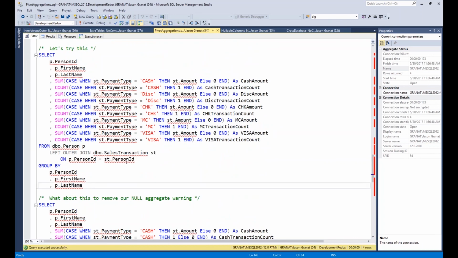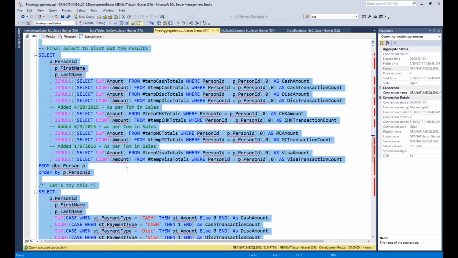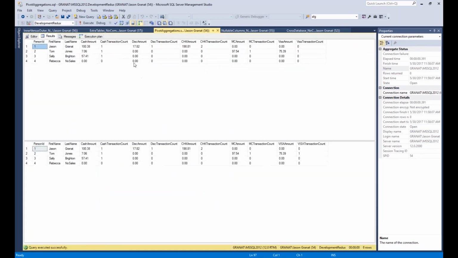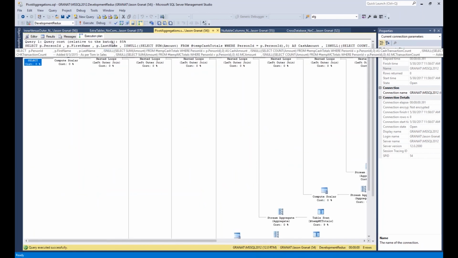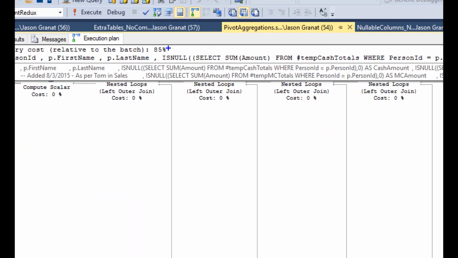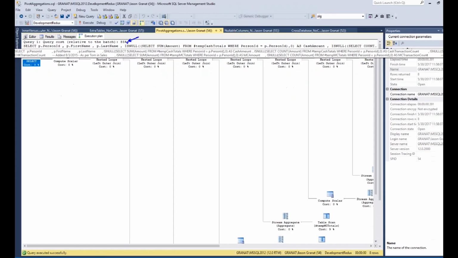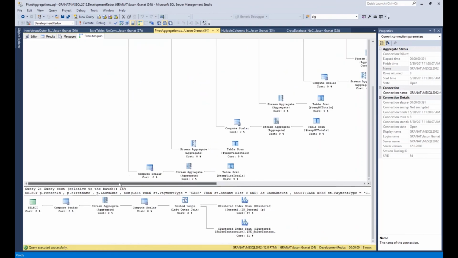From a performance perspective, even if we take the one that complained about the nulls, my query cost, the SQL engine feels like this cost for the one where we were looping through all those temp tables and grabbing those values, aggregating all those counts and sums, says it's 85% of this batch. So it's the expensive part of it.